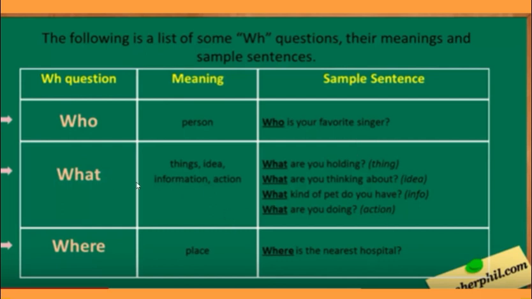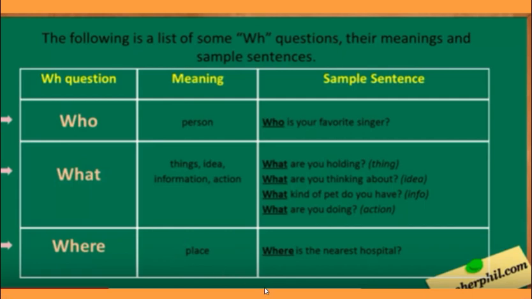You have to keep in mind what, because with what we can ask for general information. We have a lot of things to get information for. Remember, what is for things, ideas, information, and actions. The next WH word we have is where. Remember, we use where when we want to ask about a place. For example, "Where is the nearest hospital?" "Where is the computer?" "Where is the school?"